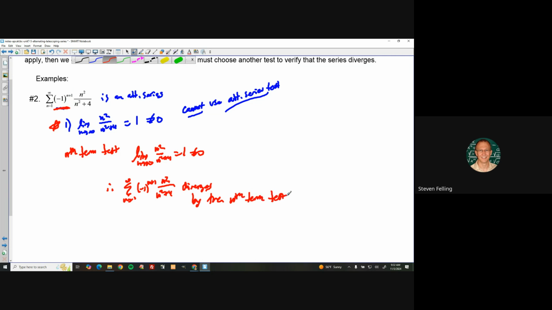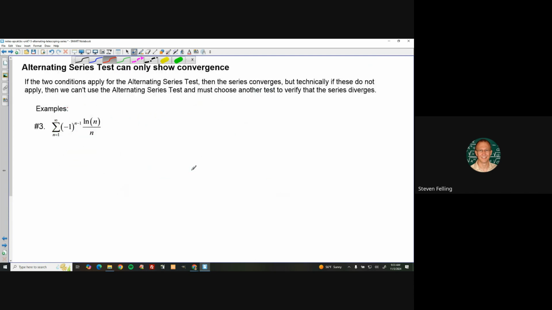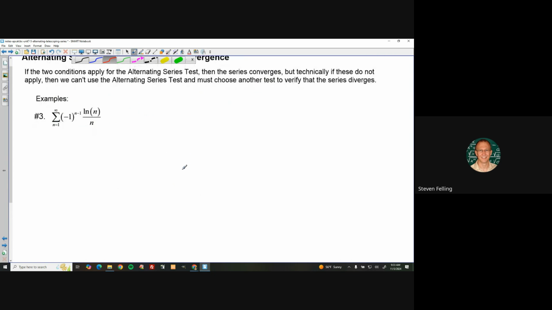So the good news is when the alternating series test cannot be used, typically the nth term test will work, because if it's not used because of the first criteria, that's exactly the test that we call the nth term test. Okay, so this one diverges by the nth term test because we couldn't employ the alternating series test. Okay, let's do another example.